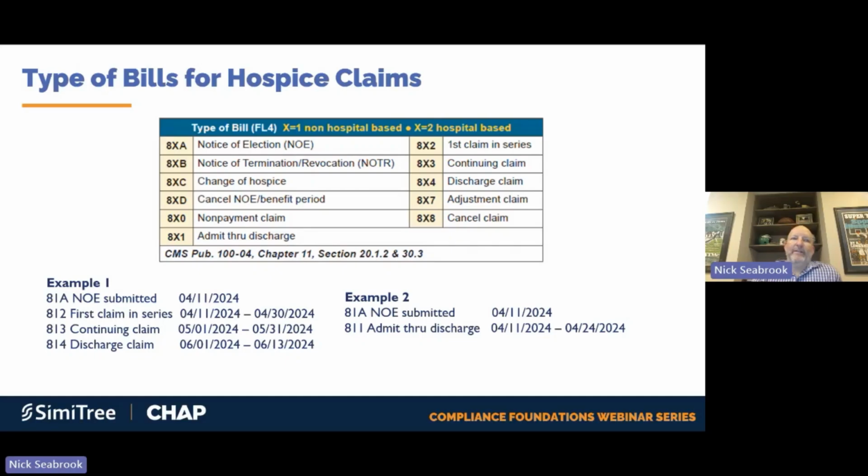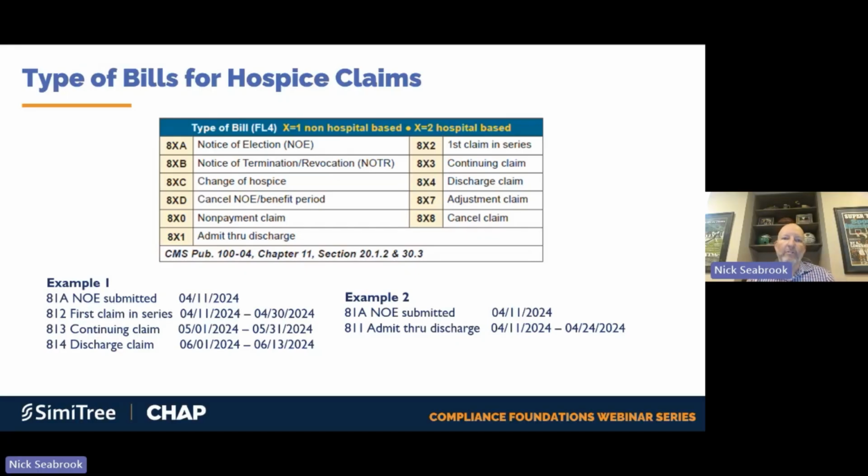So moving over to the types of bills, we're going to talk about the notice of election as well, which is again similar to the notice of admission for home health. You can see the type of bill itself. This gets into more of the complexities with billing, and again, this is all going to be set up in your EMR when you're generating these claims, but this will tell you what the types of bill are. So you have either the 81A or the 82A, depending if it's a non-hospital based or a hospital based agency. That's going to determine what that notice of election is.